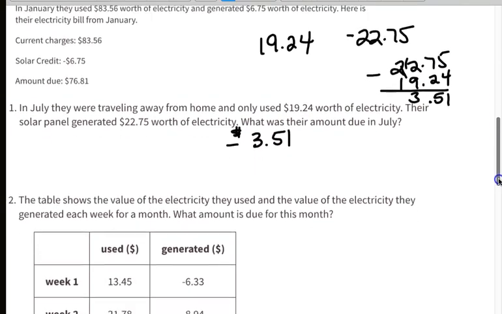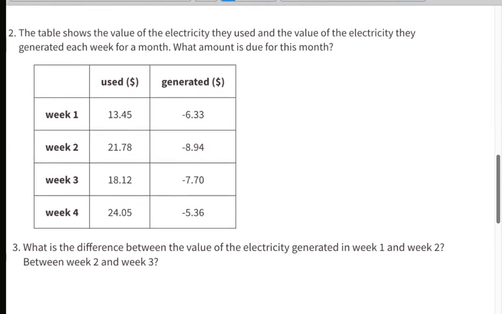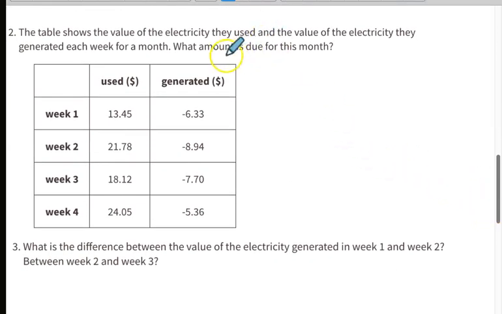The table shows the value of electricity they used and the value of electricity they generated each week for a month. What is due for this month? So this is how much power they used. This is how much their solar panel generated, so they get a credit for. So let's see what they owe this month. We're going to take all of these and add them up. So 5 plus 8 plus 2 plus 5.